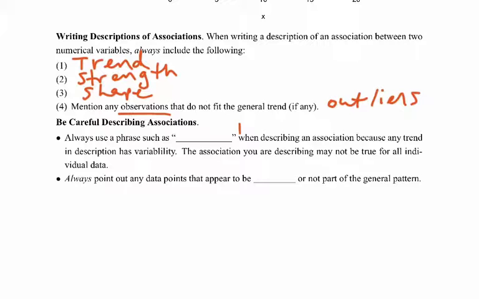Be careful describing associations. Always use the phrase such as tends to. So there's always some points that might not exactly fit the trend, not necessarily outliers, but points that just don't fit the trend. So when you're describing an association, you always want to be really careful with your language. As X gets larger, the Y tends to increase. Those are the kind of terms you want to use. Always point out any data points that appear to be unusual or not part of the pattern with the rest of the data, like those outliers we just talked about.